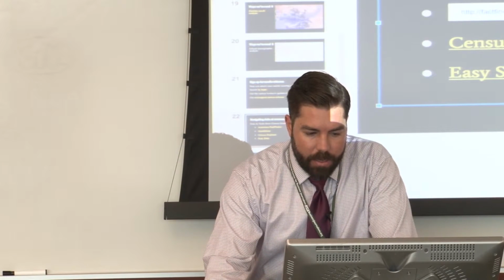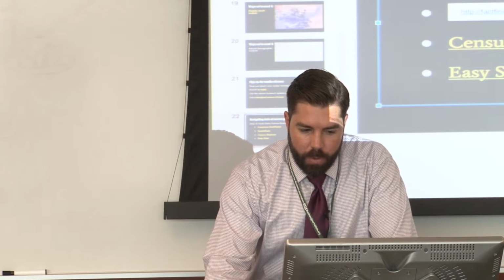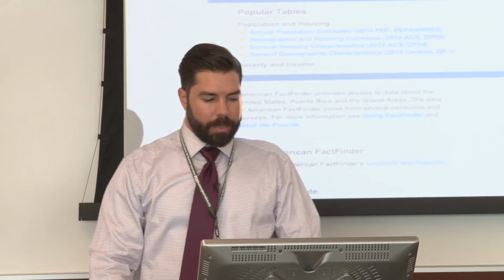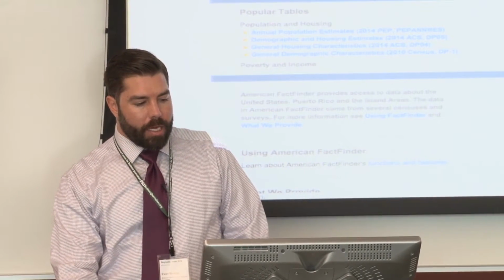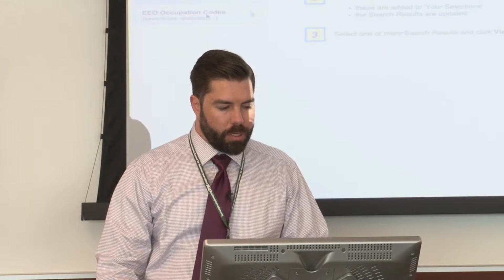The American Fact Finder is probably the most robust and useful way to get into the census data. If you click on this link, it'll bring you to the American Fact Finder. I usually just click here and go straight to the advanced search, and then I tell it to show me all. And here is your really useful dashboard. We talked about geographies. You don't have to go in any order, so I'll just go ahead and pick geographies first.